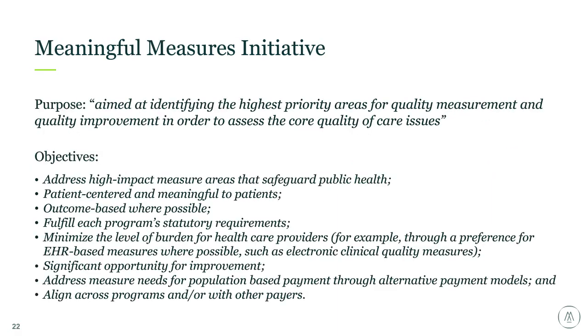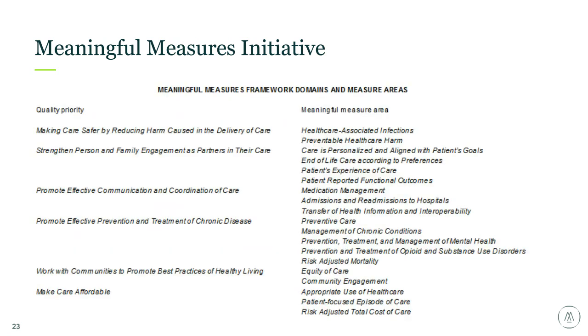Just a reiteration on the Meaningful Measures initiative. We've got these various factors that CMS is looking at. When we're talking about meaningful measures, they really want to focus on quality still and how that quality is being reported out. Just to be aware that you can see here on the left, we have the meaningful measures quality priority, and then the various areas within these major categories that they're looking at.